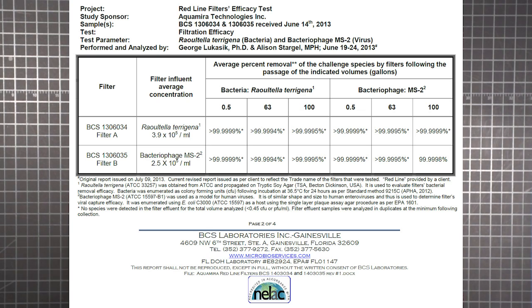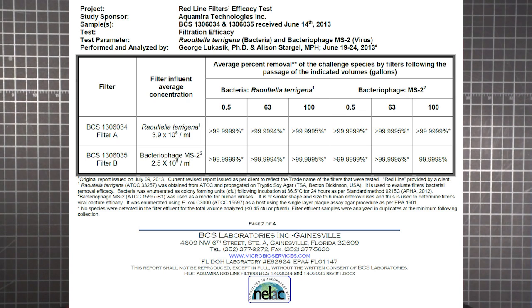Though if you look at their lab results carefully, you can see that neither of the two filters tested fully met the 6 log requirement for bacteria after the first half gallon of filtration. And it's sort of a problem with the testing, not necessarily with the filter itself. The footnotes state that no species were detected in the filter effluent for the total volume analyzed, meaning 0 bacteria made it past the filter.